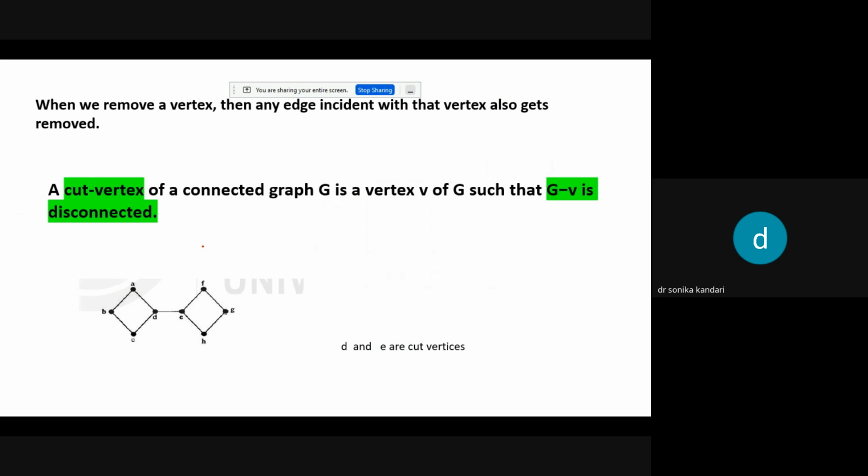Fine. Then what is a cut vertex? A cut vertex of any connected graph is a vertex which, when removed, makes the graph disconnected. For example, in this graph, let me take D. Let us remove D. If I remove D, the disconnected components will be like this. Is it clear? E, F, G, H. There will be two disconnected components.